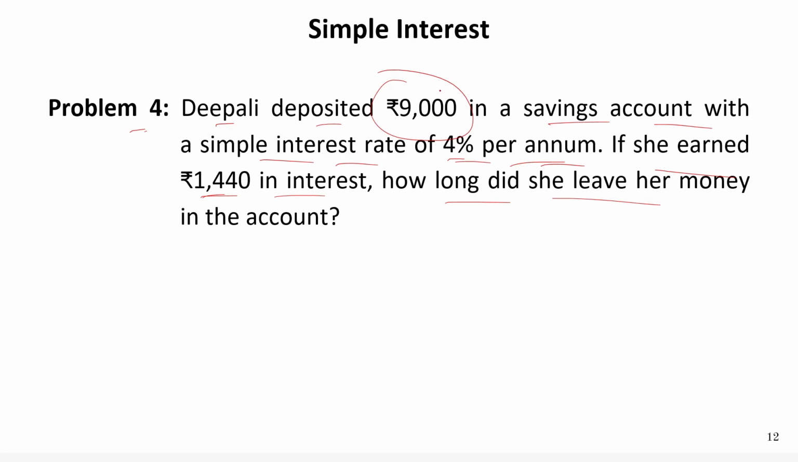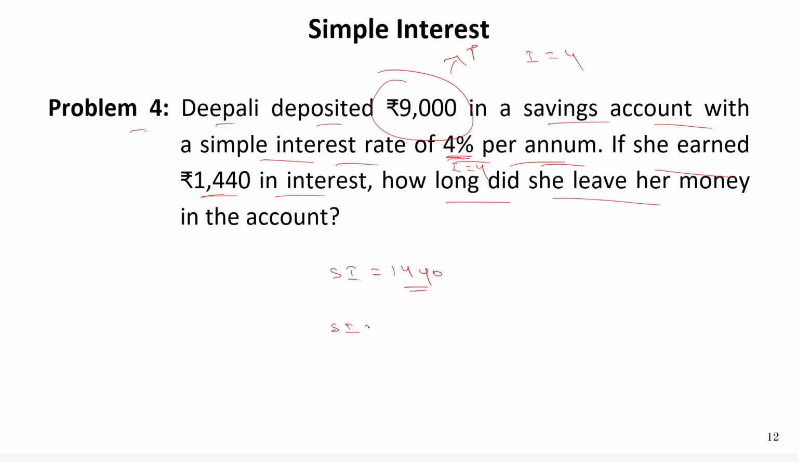So the deposited amount, we can say that this is the principal amount. The simple interest rate is 4%, so R is equal to 4 and P is equal to this much. If she earned this much amount in interest, SI is given as 1440, right? Then how long did she leave her money in the account? So here again we are asked about T, right?